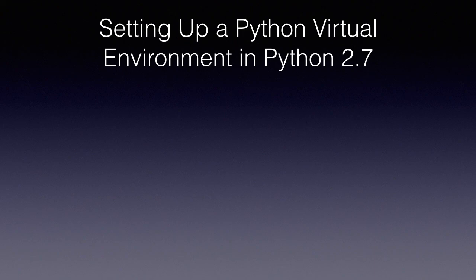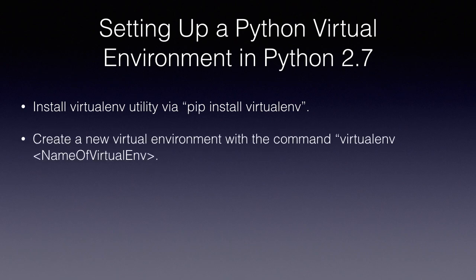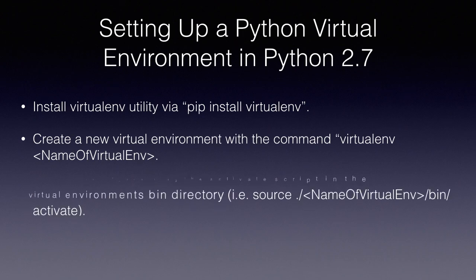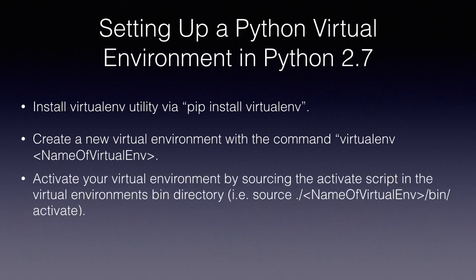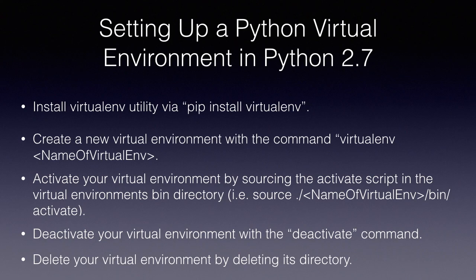To use virtual environments with Python 2.7, you need to install the virtualenv package with the command pip install virtualenv. Once virtualenv is installed, you can create a new virtual environment with the command virtualenv followed by the name of the new virtual environment. Once your virtual environment has been created, you can activate it by sourcing the activate script in the environment's bin directory. And you can deactivate the virtual environment by simply typing the deactivate command. And lastly, you can delete the virtual environment by deleting the top-level directory that was created when you initially ran the virtualenv command. Now let's look at a quick example.